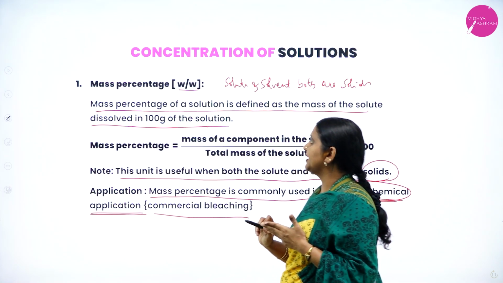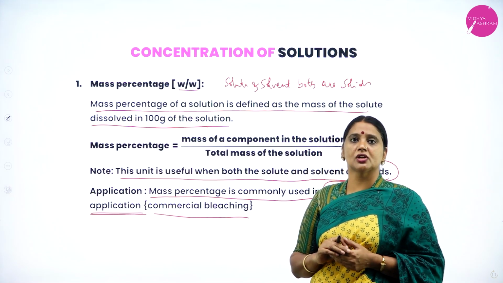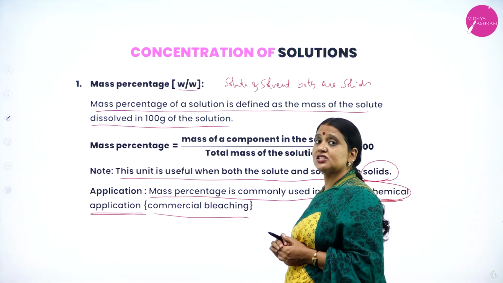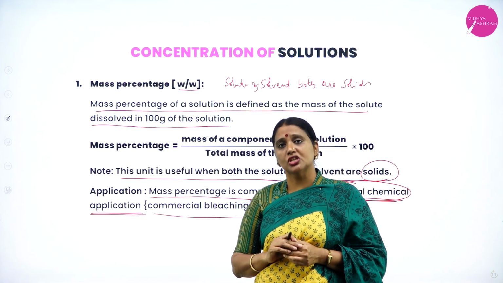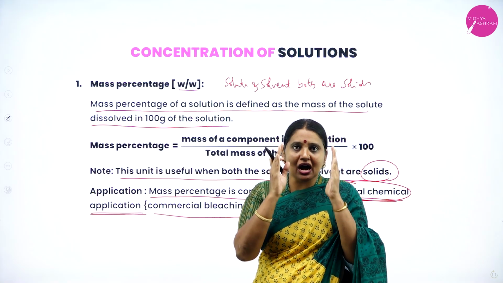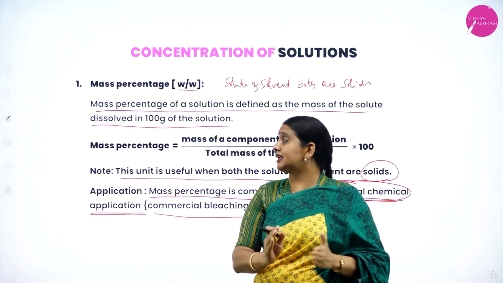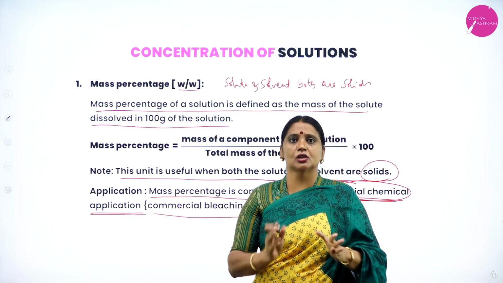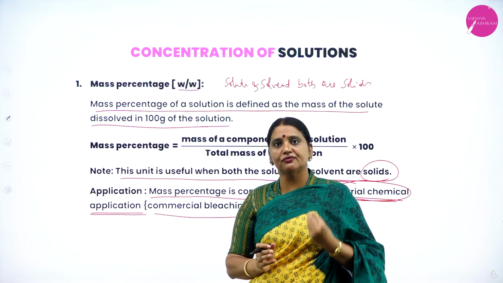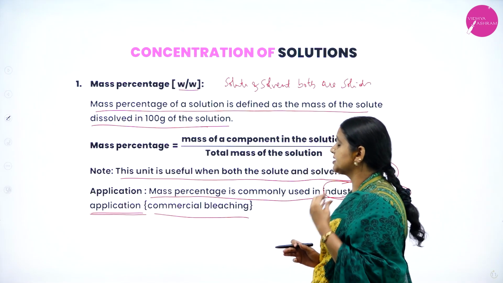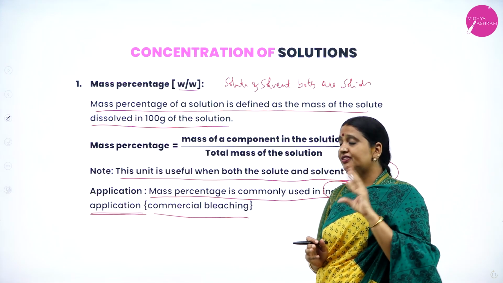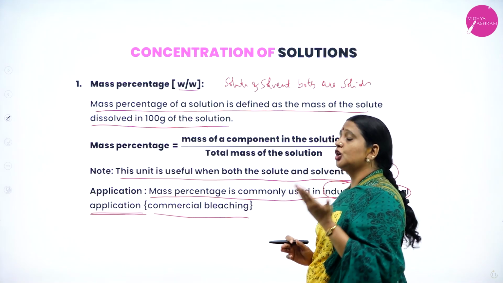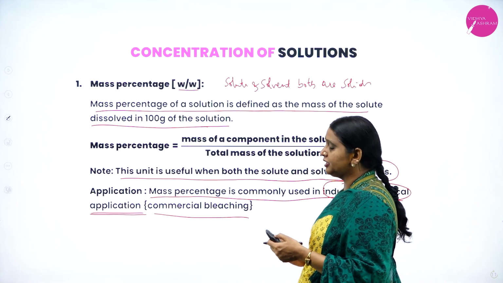Once again I'll repeat, what's the definition for mass percentage? Mass percentage is defined as the mass of the solute dissolved in 100 gram of the solution. Therefore, you can create the formula. What is mass percentage? Mass of a component in the solution divided by total mass of the solution, into 100.